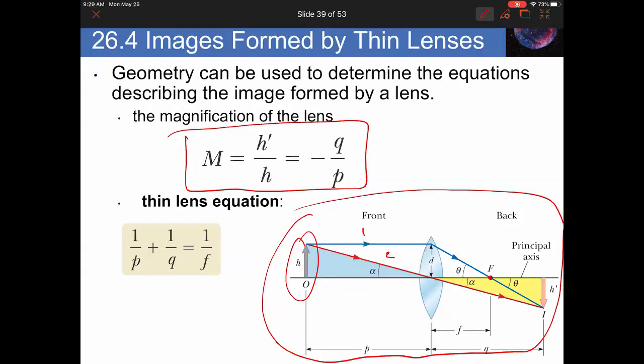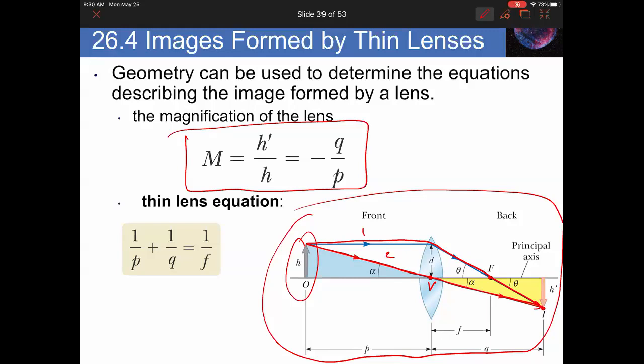So it goes parallel, then goes to the focal point. And then another one, which basically goes to the vertex. As it goes to the vertex, it's a nice one because it never changes direction, it just goes in a straight line, continues like that. And you can see those two converge at that point, and that point is where the image is.